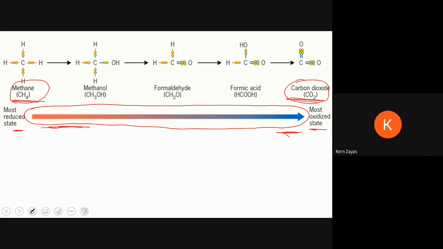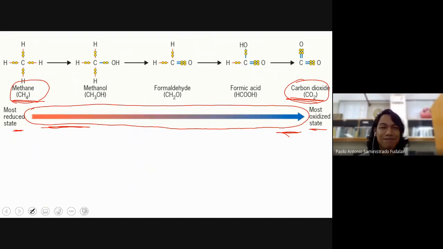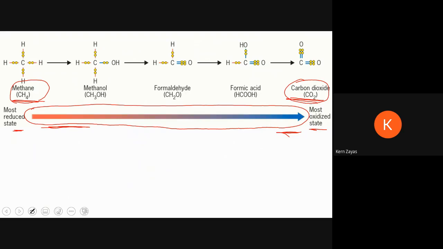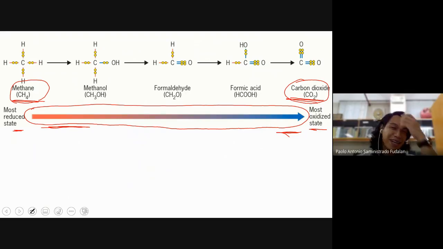I think the reduced state is harder to break than the oxidized. I'm not sure. I think you got it reversed. I reversed it. Okay. The oxidized states are harder to break than the reduced state. That is correct. And when we break bonds, what do we release?